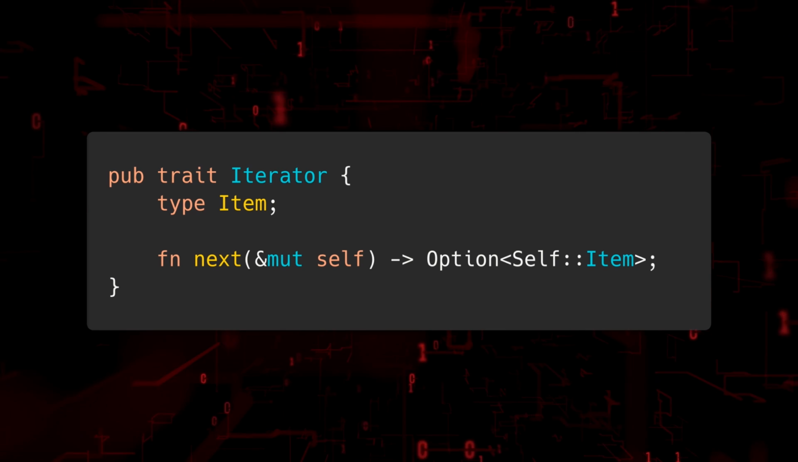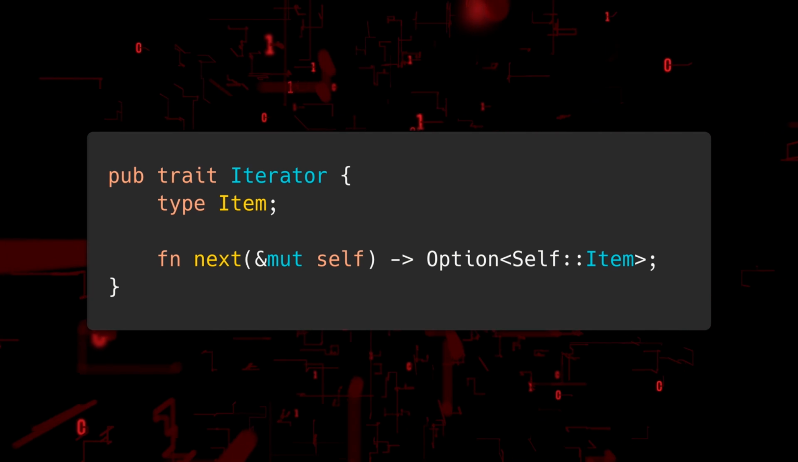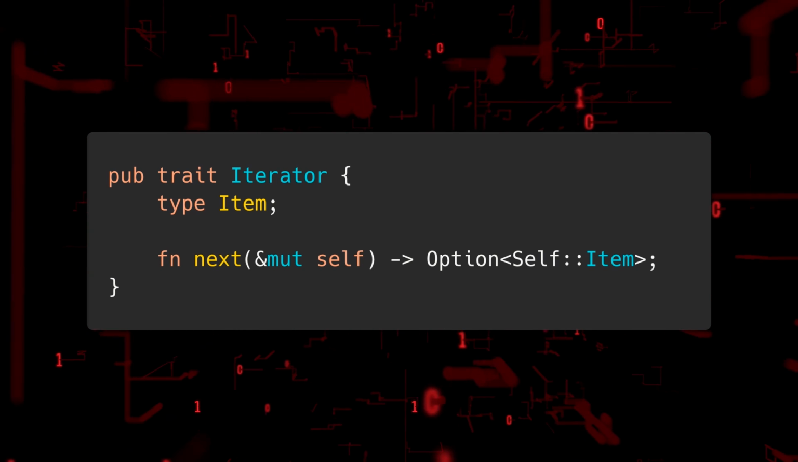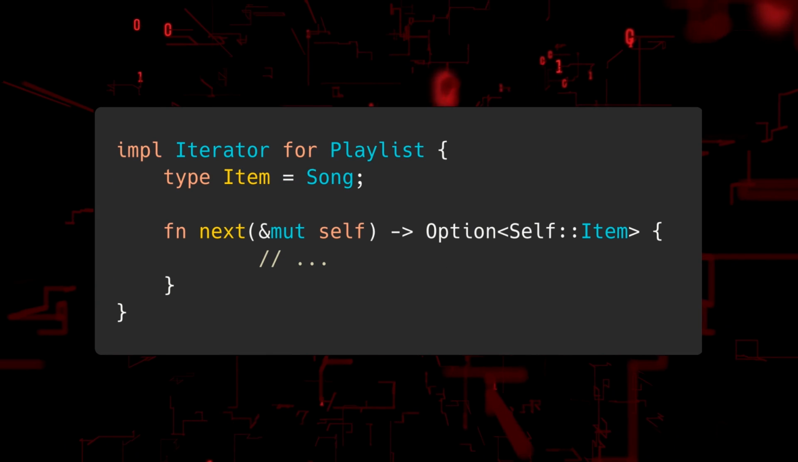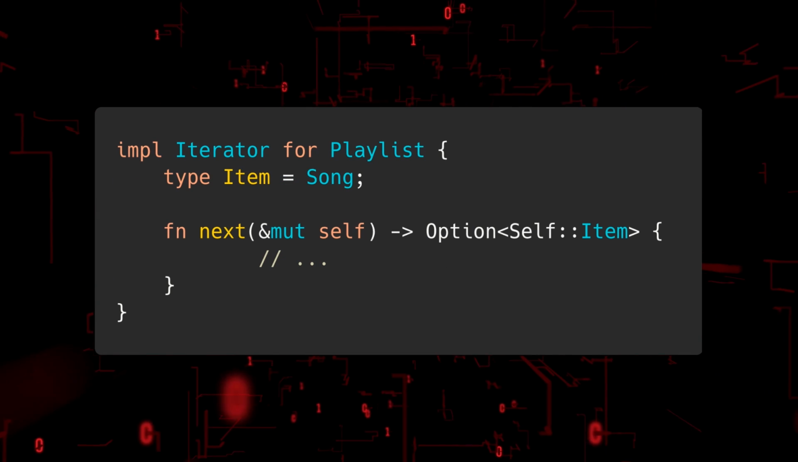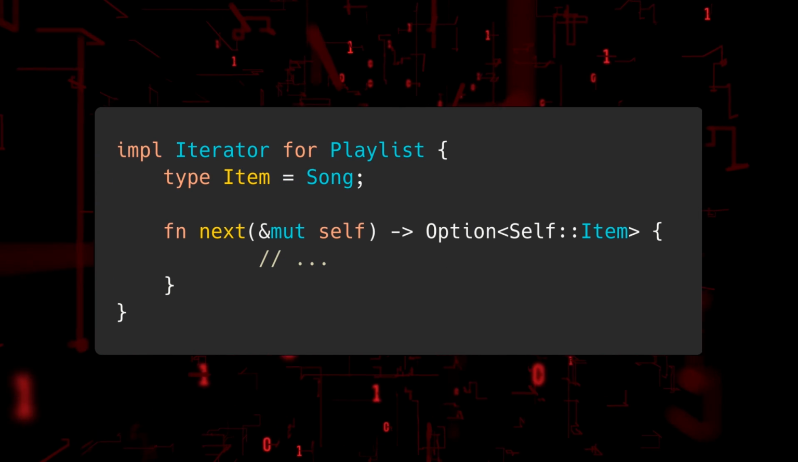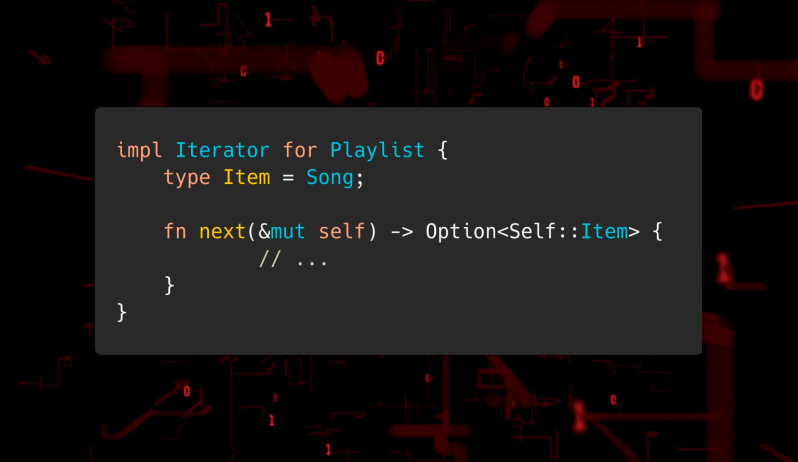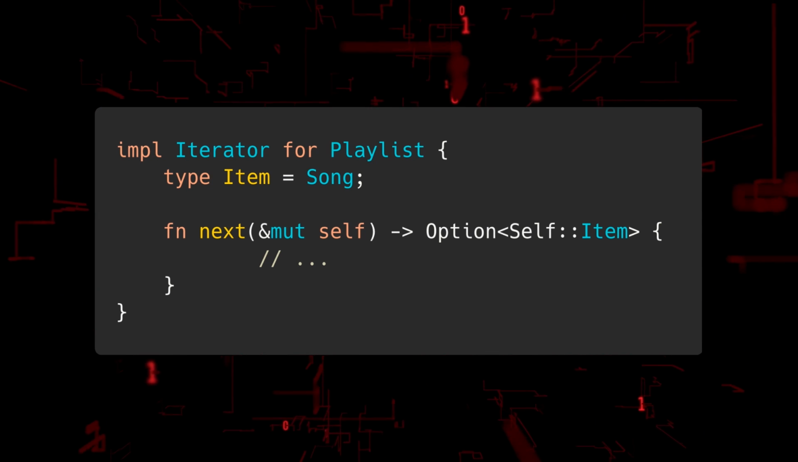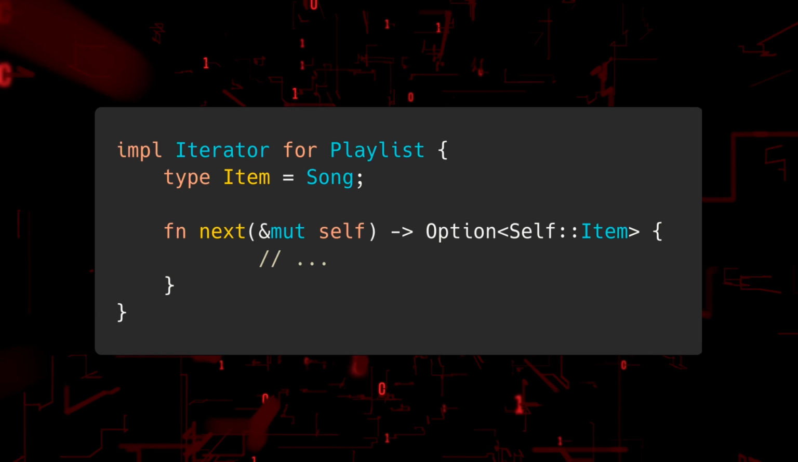This makes sense because iterator will be implemented for many different types, so the return value will vary. When we implement iterator, we specify the concrete type for Item. In this example, we implement iterator for the Playlist struct so we can iterate over songs in a playlist. Therefore, the concrete type of Item will be Song.